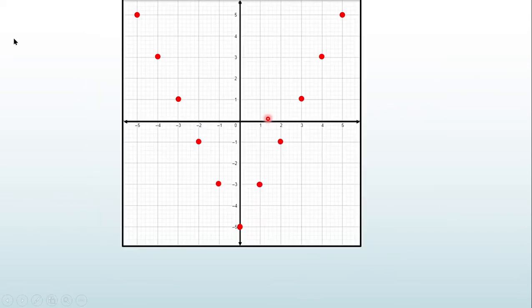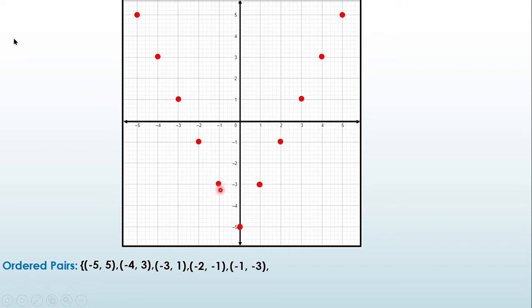Next, here we have a graph. The graph, or the Cartesian plane, contains points. Starting from the left side, we have to write the ordered pairs illustrated by the graph. First, we have negative 5, positive 5, the point on the left side. So x is negative 5, y is positive 5. Next, x is negative 4, y is positive 3. If x is negative 3, y is positive 1. x is negative 2, y is negative 1. Next, x is negative 1, y is negative 3.